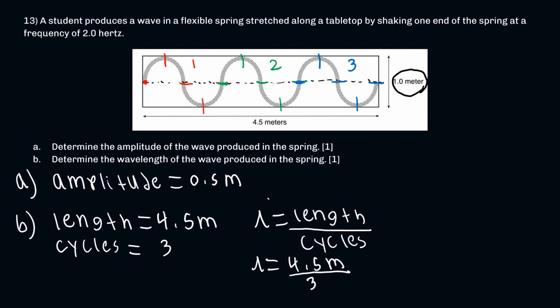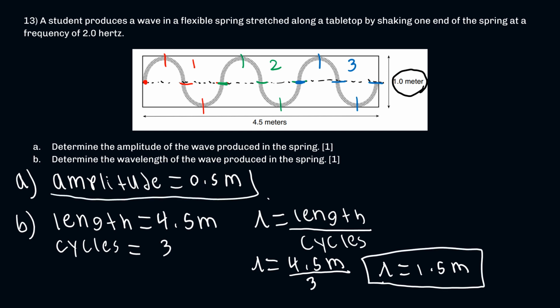So 4.5 divided by 3 is going to give me a wavelength of 1.5 meters. So that is going to be my answer for part B, and my answer for part A was 0.5 meters. So let's move into my next example.